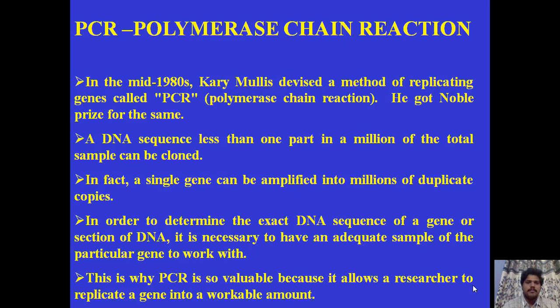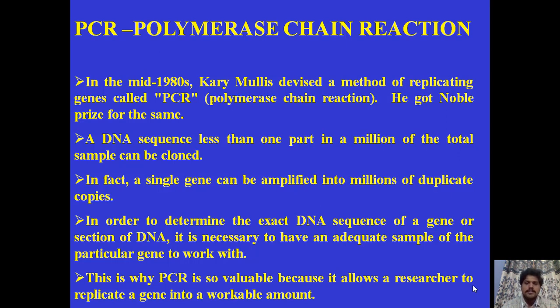polymerase chain reaction. In the mid 1980s, Kary Mullis, a scientist, devised a method of replicating genes, which is called PCR. He was given the Nobel Prize for that, and it was thought to be one of the revolutionary things in the history of science. A DNA sequence less than one part in a million of the total sample can be cloned in this machine. In fact, a single gene can be amplified into a million copies.